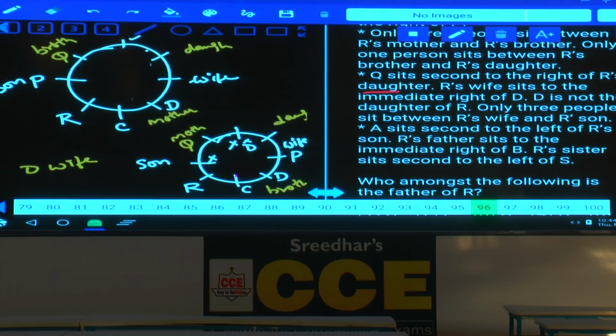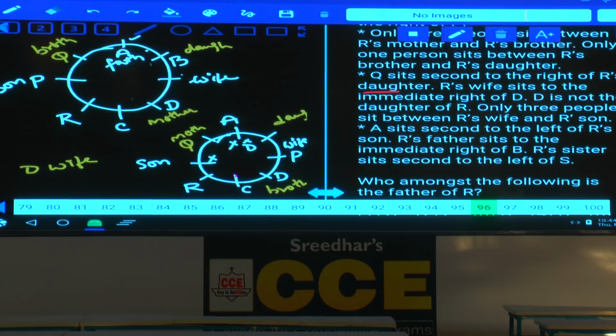A is seated second to the left of R's son. In this case, A is here. In this case also, A must be here. A sits second to the left of R's son. R's father sits to the immediate right of B. Immediate right hand side of B, we should have R's father. Now B can be either here or here. Out of which B is here, and father and daughter cannot be at the same place, which is not possible. Hence B is not the wife. Hence where should this be? B is the daughter. As B is the daughter, and who is the father here? A is the father. Done?